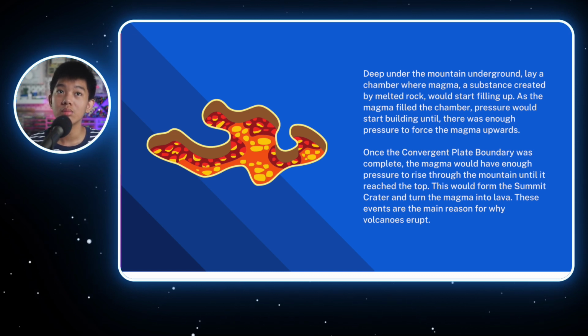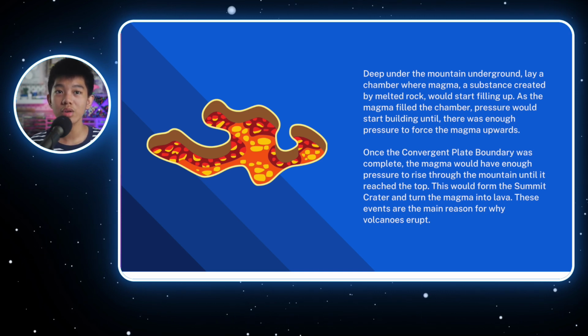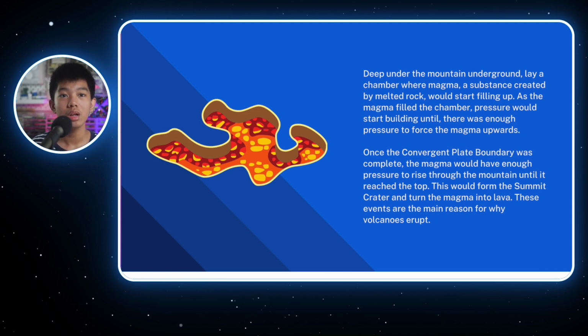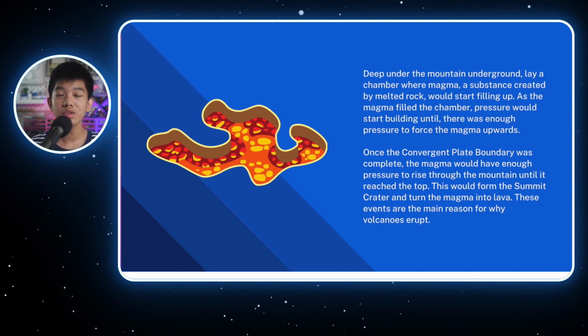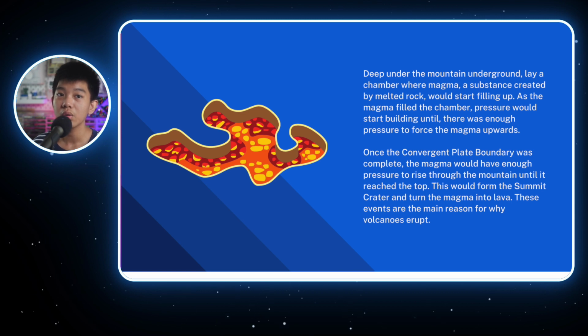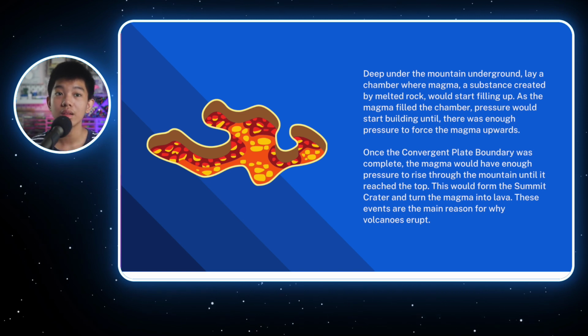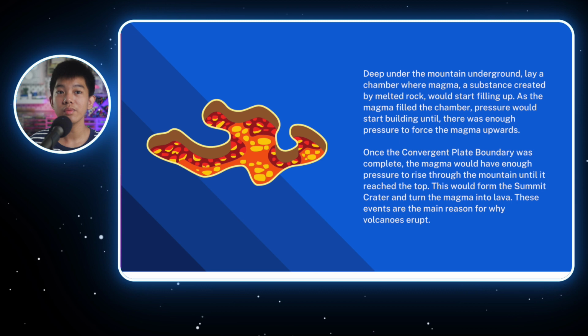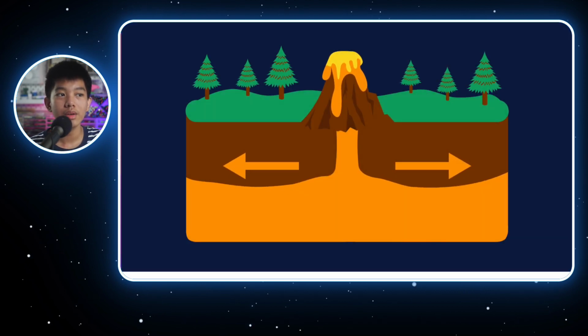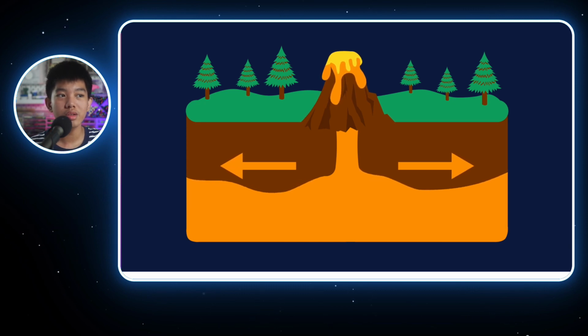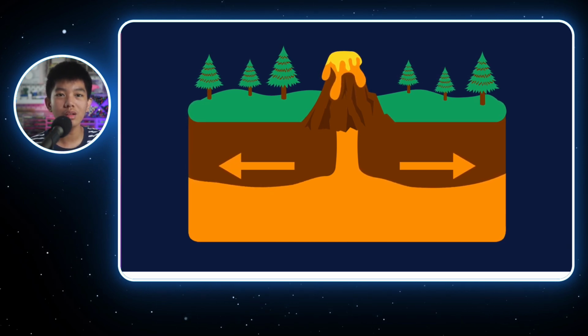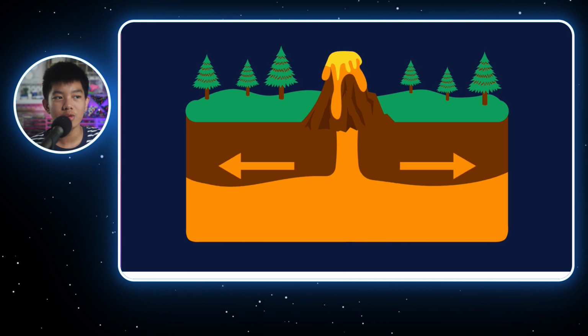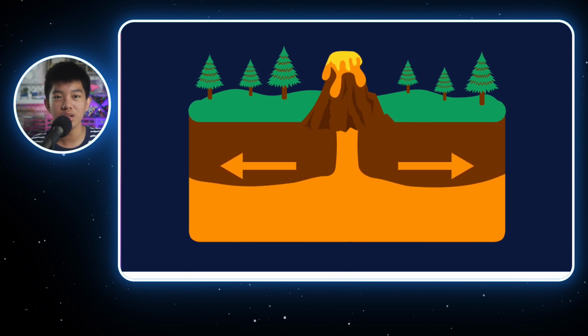Eventually, if enough magma gets into the chamber, it would create enough pressure to force the magma upwards, and boom. So, once the convergent plate boundary was complete, the magma would have enough pressure to rise through the mountain until it reached the top. This would form something called the summit crater at the very top of the mountain and turn the magma into lava. These events are the main reason why volcanoes erupt. As you can see, when the plates converge, they sometimes push the ground upwards, as well as magma. And magma goes into the chamber, and if enough gets to the chamber, it all goes boom.